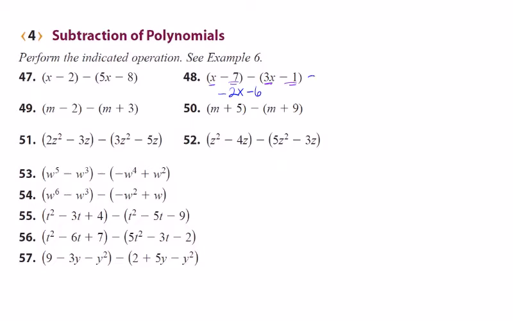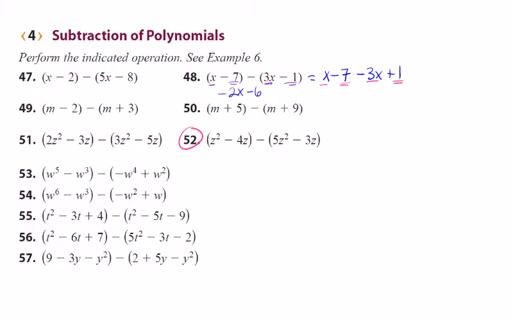The other way to do it, and this is probably the way I'll do it in all the examples from here, is I just write the first polynomial out, and then I change the signs of everything inside the second set of parentheses. So I would say negative 3x plus 1, and then I would just combine like terms. x minus 3x is negative 2x, and then negative 7 plus 1 is negative 6. All right, so let's try 52.